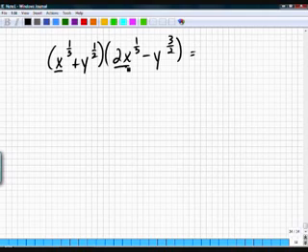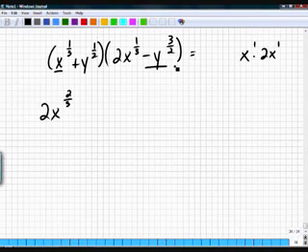So, think of it like this. What if it was x times 2x? You're adding exponents, right? So this is 2x to the, that's a 3. Add exponents. 2/3. 1/3 and 1/3 is 2/3. Right? Makes sense? Just add exponents. Now we've got to do x to the 1/3 times negative y to the 3/2, which is a negative x to the 1/3, y to the 3/2.